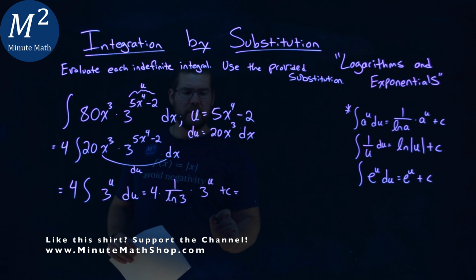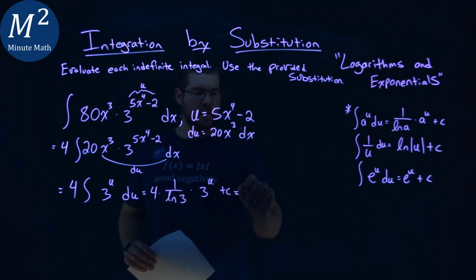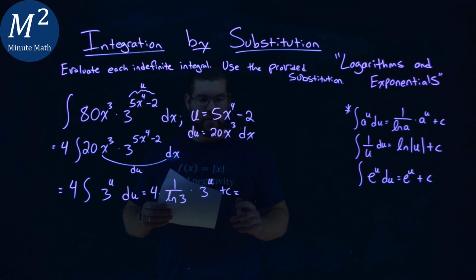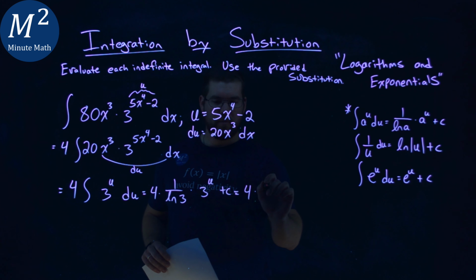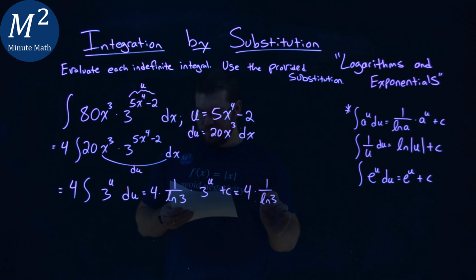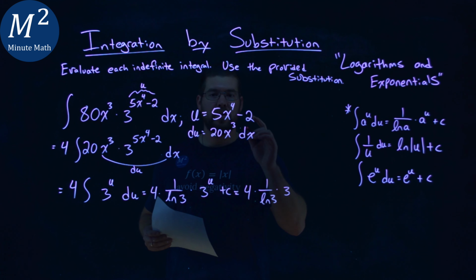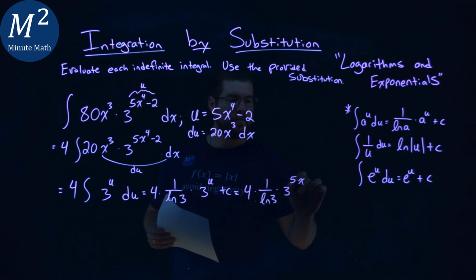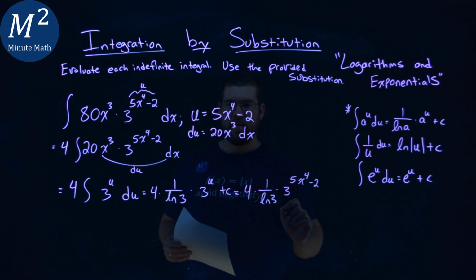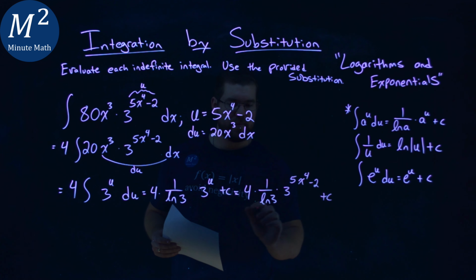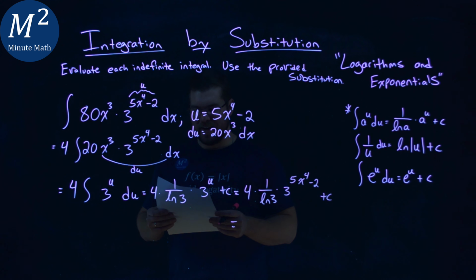Well, we can rewrite this now and plug u right back in. So I put 4 on top, no, left outside. So 4 times 1 over natural log of 3, okay? Then multiply that by 3 to the u power, 5x to the fourth minus 2, and then we have a plus c here. Now, I did separate it, but then it actually is together.